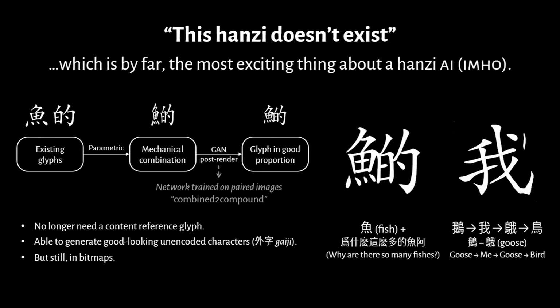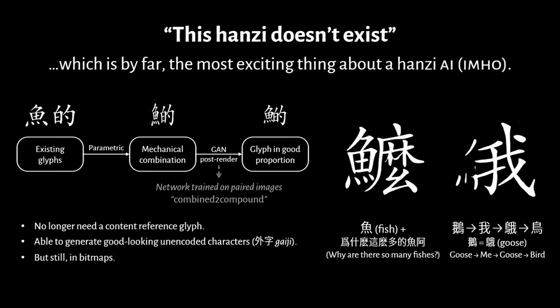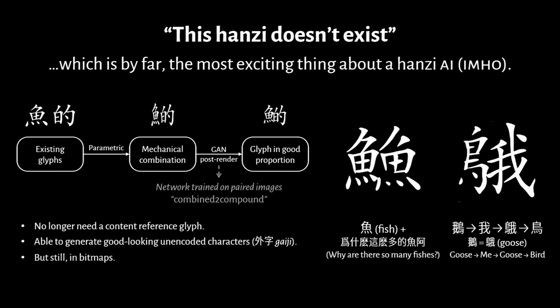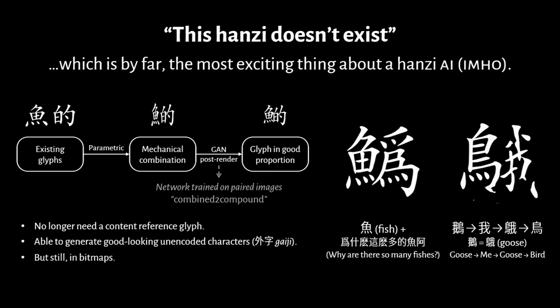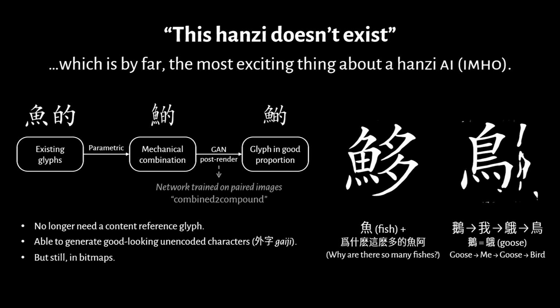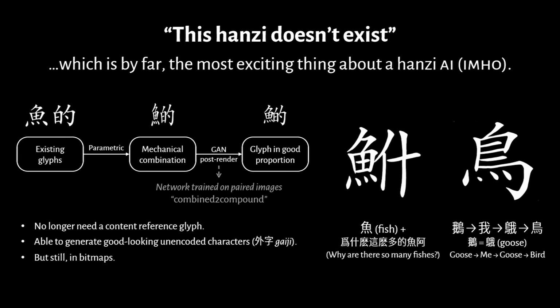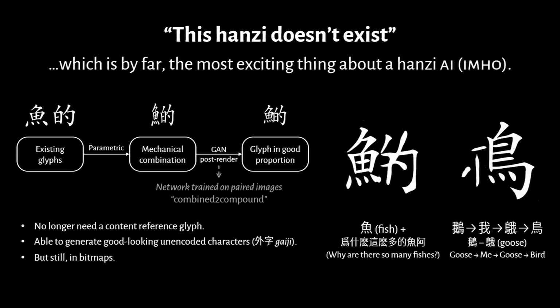With this technique, we made two animations. In the last animation, most of the occurring characters are unencoded. It's really exciting to see an AI generate Hanzi that did not ever exist, but still a pity to see them only in bitmaps.